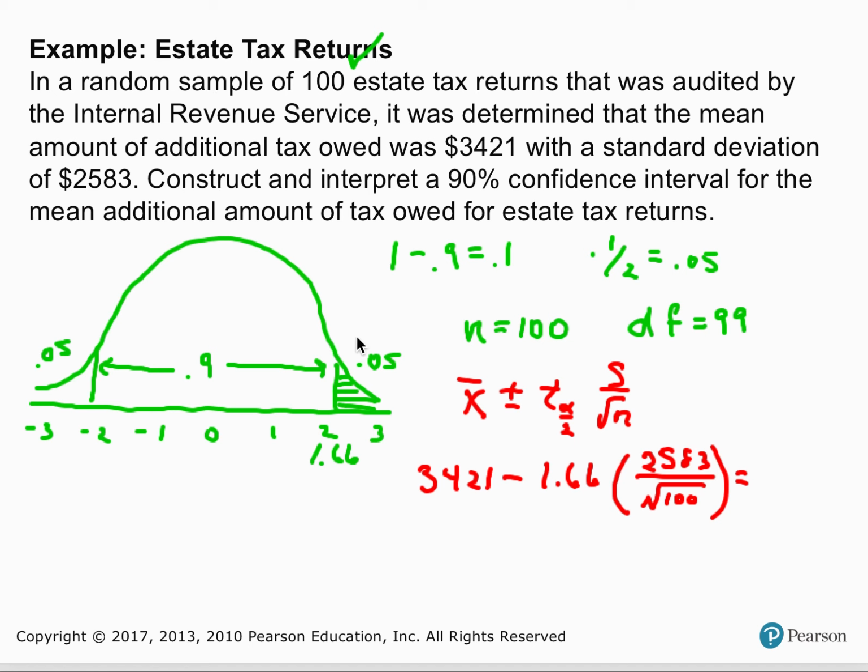Okay, so I got 992.22. And if I did this again, except with a plus, all I have to do is do a second enter and change that minus to a plus, and I got 3849.77.